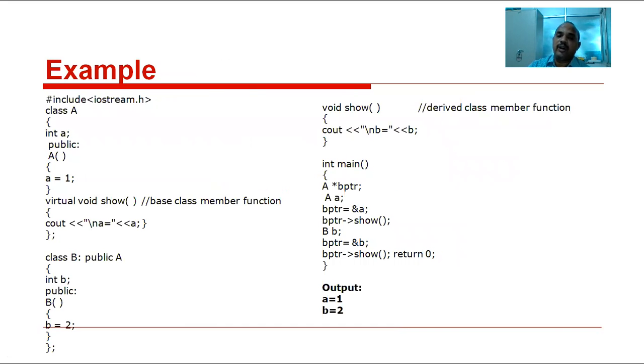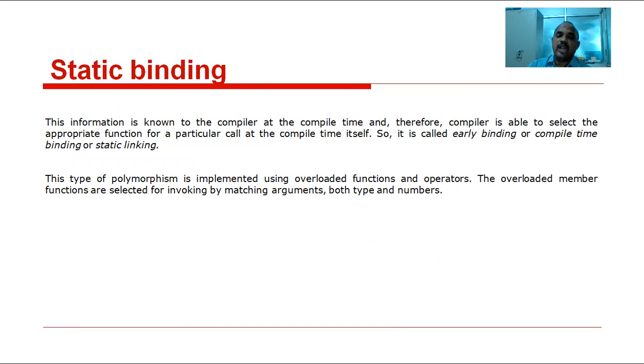This is an example for dynamic binding. In static binding, the information is known to the compiler at the compile time. What are the changes that occur at compilation time? That is called compile time polymorphism or static binding or early binding. Clear, all of you? Therefore, the compiler is able to select the appropriate function for a particular call at the compile time itself. Clear? So it is called early binding or compile time binding or static binding.